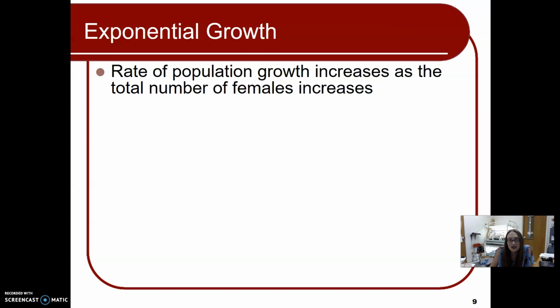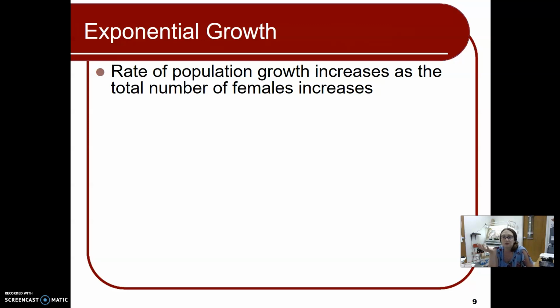Our next exercise deals with exponential growth, and that is a rate of population growth that increases extremely rapidly. So, population growth increases as the total number of females increases. Sorry guys, it doesn't matter how many males there are. And that's because females can give birth.